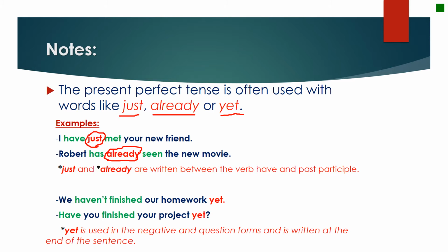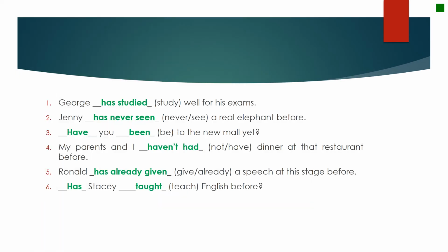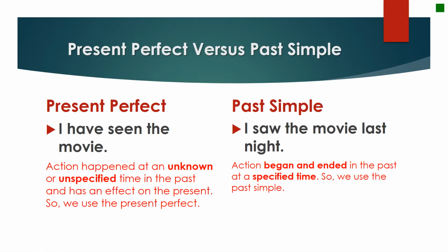We haven't finished our homework yet. Have you finished your project yet? With the word yet, we use it with the negative form of the present perfect and with the question form, and notice that it's added at the end of the sentence only. Have you seen the doctor yet? Has she attended the class yet? So it's used in the negative and question form, and it's written at the end of a sentence. We filled in the blanks in class, remember those.